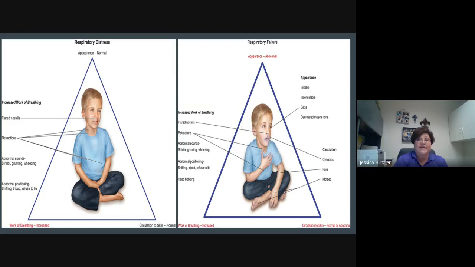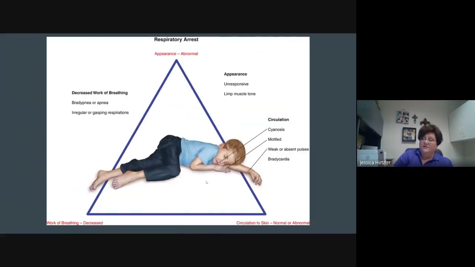They may be getting tired and have that glazed look in their eye. They'll be listless or have a decrease in their muscle tone. You may note cyanosis, pale or mottled skin. Okay. These are significant signs of respiratory failure, which can lead to respiratory arrest.